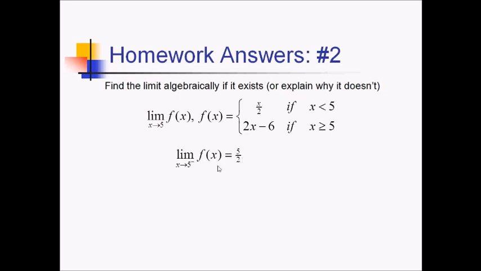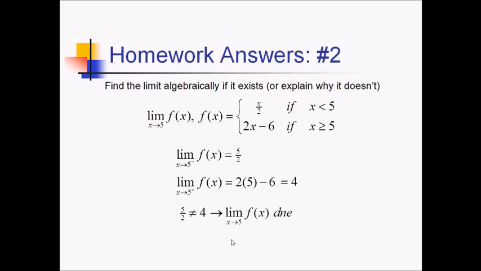We also need to take a look at x approaching 5 from the right side. For that, we're going to be using this after rule here, the rule that applies to values of x that are greater than 5. So that's going to be 2 times 5 minus 6, or 10 minus 6, which is 4. Now, since 5 halves and 4 do not match up, that means that our two-sided limit at 5 does not exist.